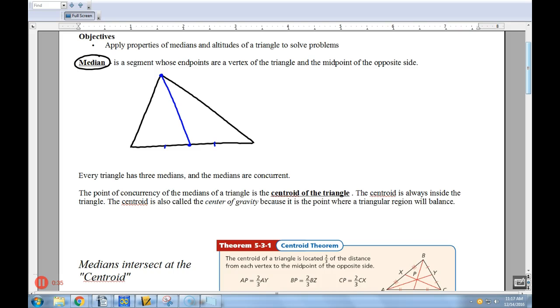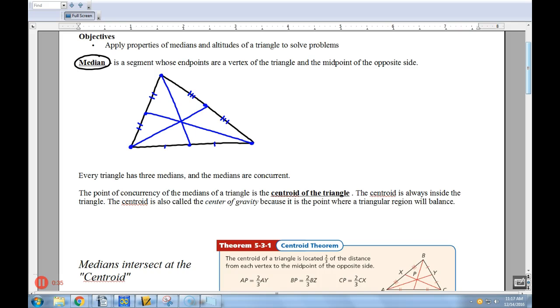Now if I keep going around the triangle, if I go to this vertex and then to the middle of the side across from it, which would be over here, I would have another median. And then the third median would go from this corner to the middle of the opposite side, and I will end up with my third median.